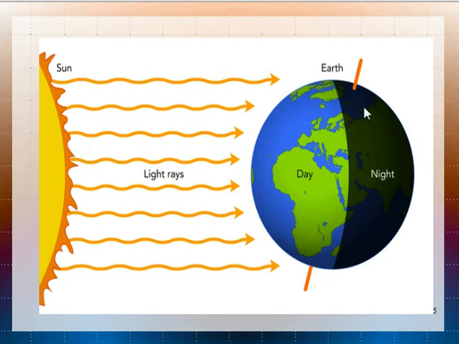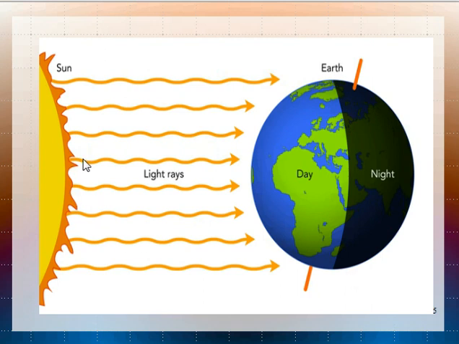Now, because the earth is spherical in shape and because it is slightly tilted, the tilting is 23 degrees, and it is slightly flattened at the poles. It gives rise to not only days and nights but seasons.